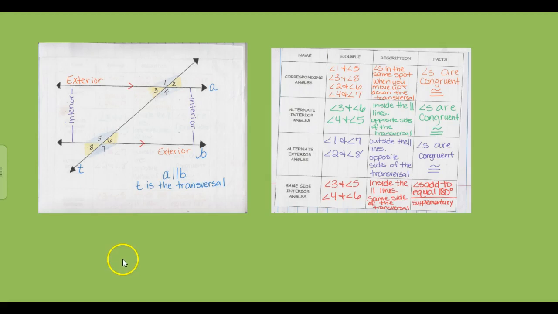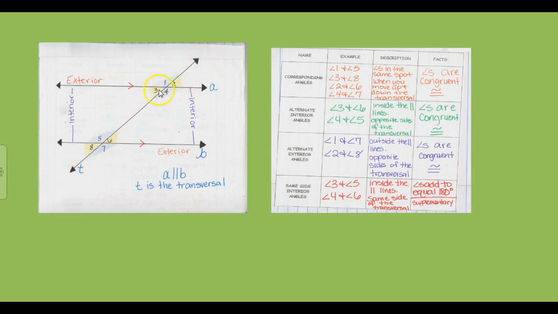I am going to go over the parallel lines and transversal notes. This is from page 36 and 37 in your interactive notebook. These two charts should be on your page 36 and pretty much give us examples of the different angle pairs. Corresponding angles: 1 and 5, 3 and 8, 2 and 6, 4 and 7. So if you look, corresponding angles are in the same spot when you move up and down the transversal.